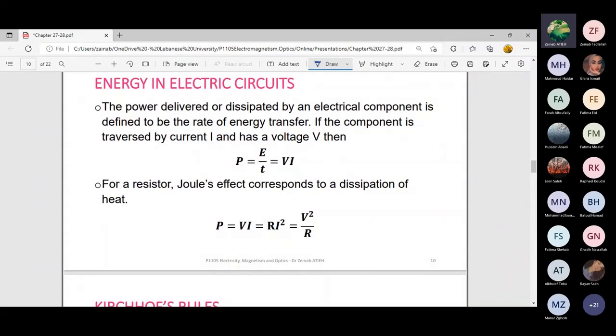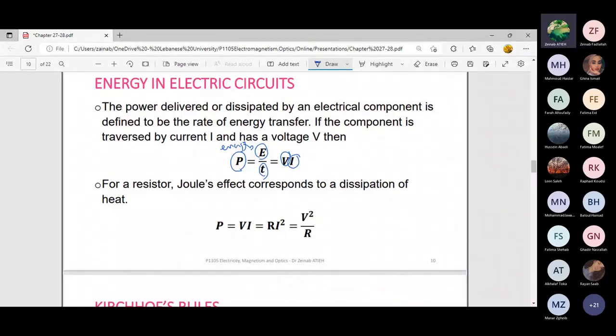It doesn't change. Okay, so by definition, power P equals energy over time. This is energy. So energy over time is voltage times current. If I'm talking about the power of the generator, it's the voltage of the generator times the current passing through it. If I'm talking about a receiver, it's the voltage of the receiver times the current passing through it. If I'm talking about a resistor, then it's the voltage of the resistor and the current passing through the resistor.